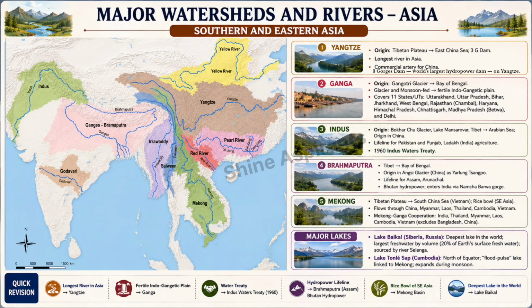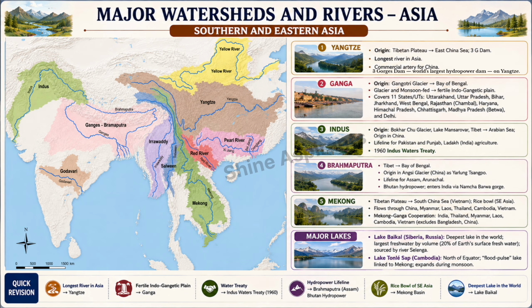Asia, major rivers and lakes. Yangtze River, China. Origin, Tibetan Plateau; mouth, East China Sea. Key facts. Longest river in Asia. Commercial artery for China. Three Gorges Dam, world's largest hydropower dam, on Yangtze.